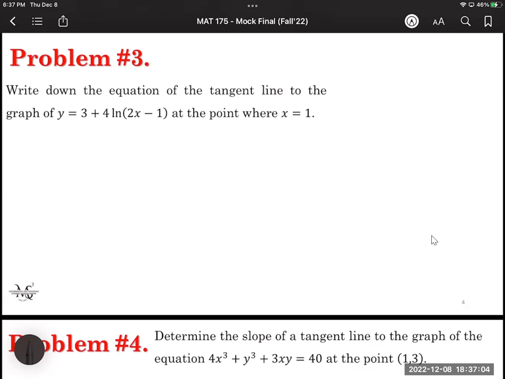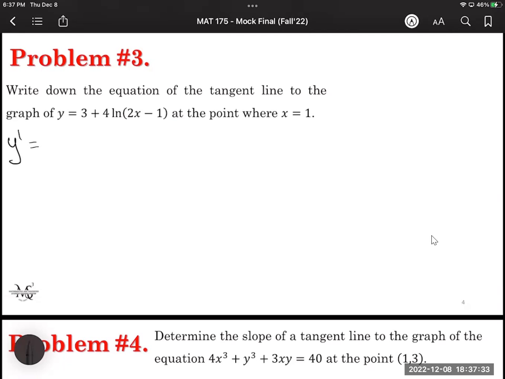Worst case scenario, if you're ever stuck on any problem from, let's say, 1 through 14 on this final, this excludes the limit problems, but any other problem like that, the very first thing you do is find your derivative. So that's our step 1, finding y prime.